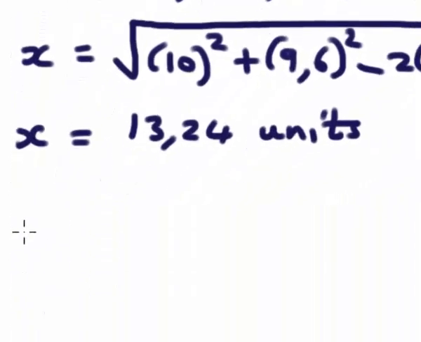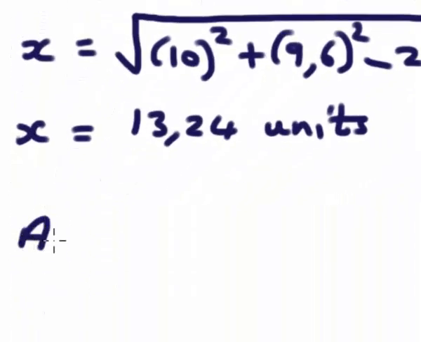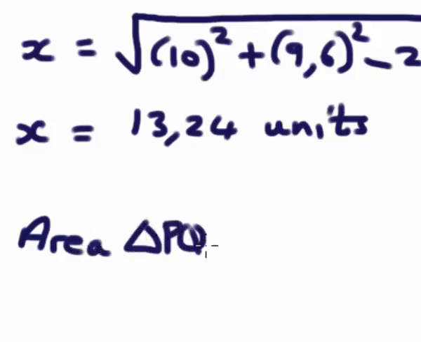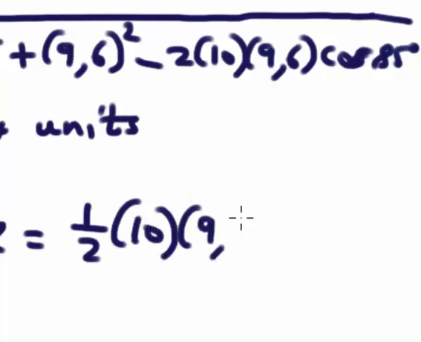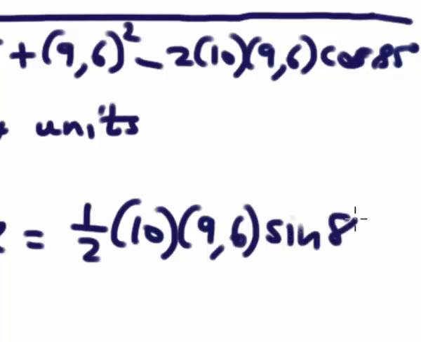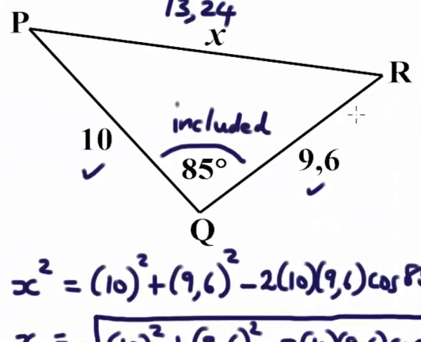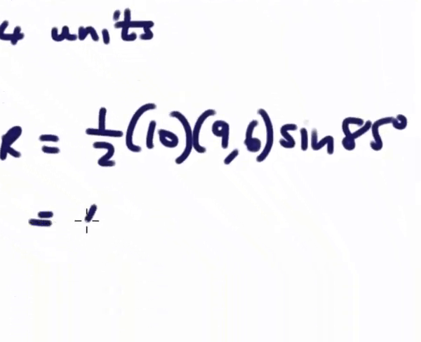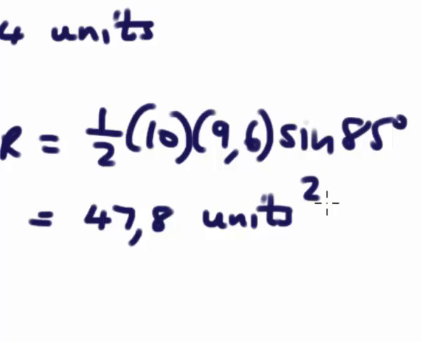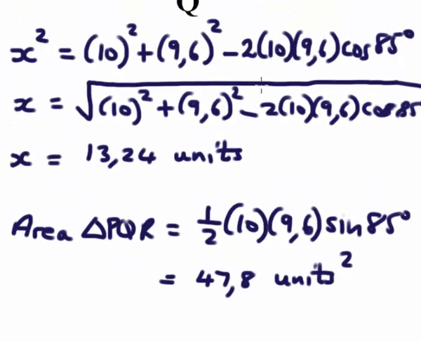But we can also find the area of this triangle because we've got two sides and the included angle. And the area of the triangle PQR is simply this. Okay, you're going to go a half, you multiply the two sides, and you sine the included angle there. You work out the sine of the included angle. So it's a half, 10 times 9.6, sine of 85. And if we work that out in the calculator, if we take it to say one decimal place, there it is, 47.8 squared units. Okay, that's for area. There we go. So that's the area rule.